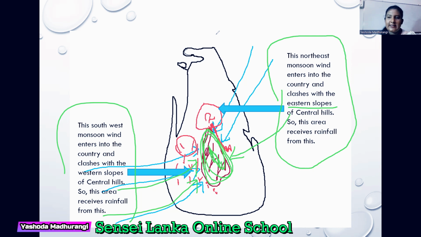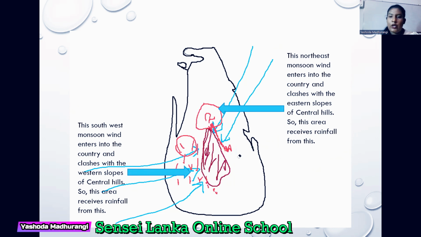Now do you understand what monsoon is? What are the two types of monsoon rain and how do they occur? What are the months? What are the areas that get rainfall from the southwest monsoon and the northeast monsoon? You have to remember all these things. This lesson is longer, that's why I told you.